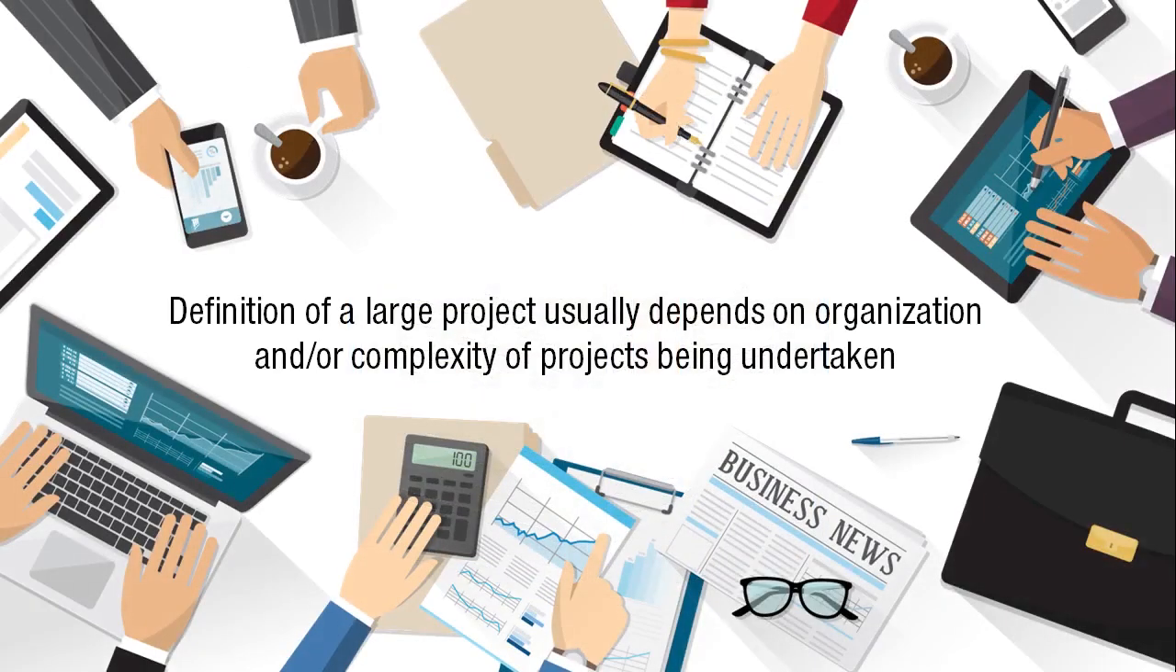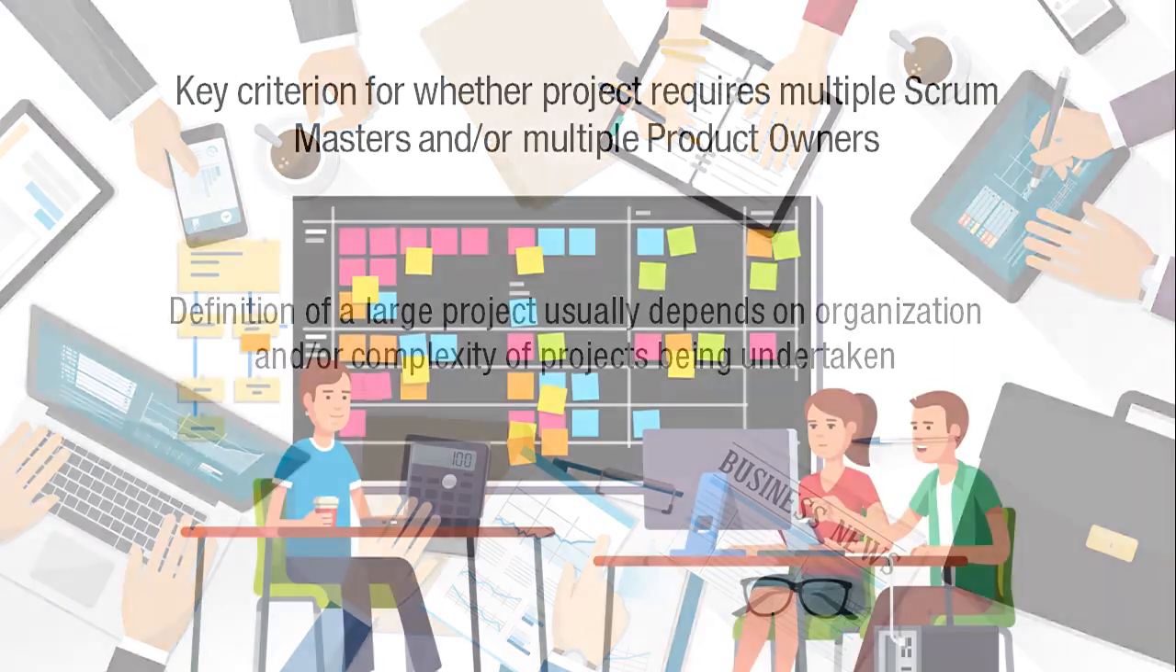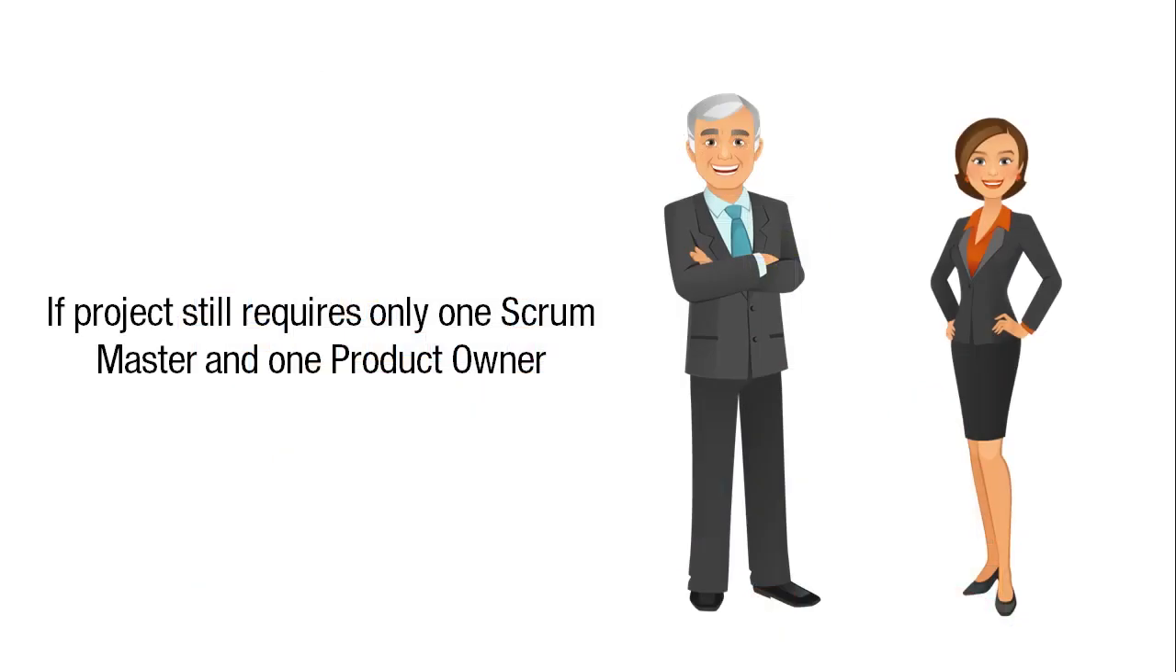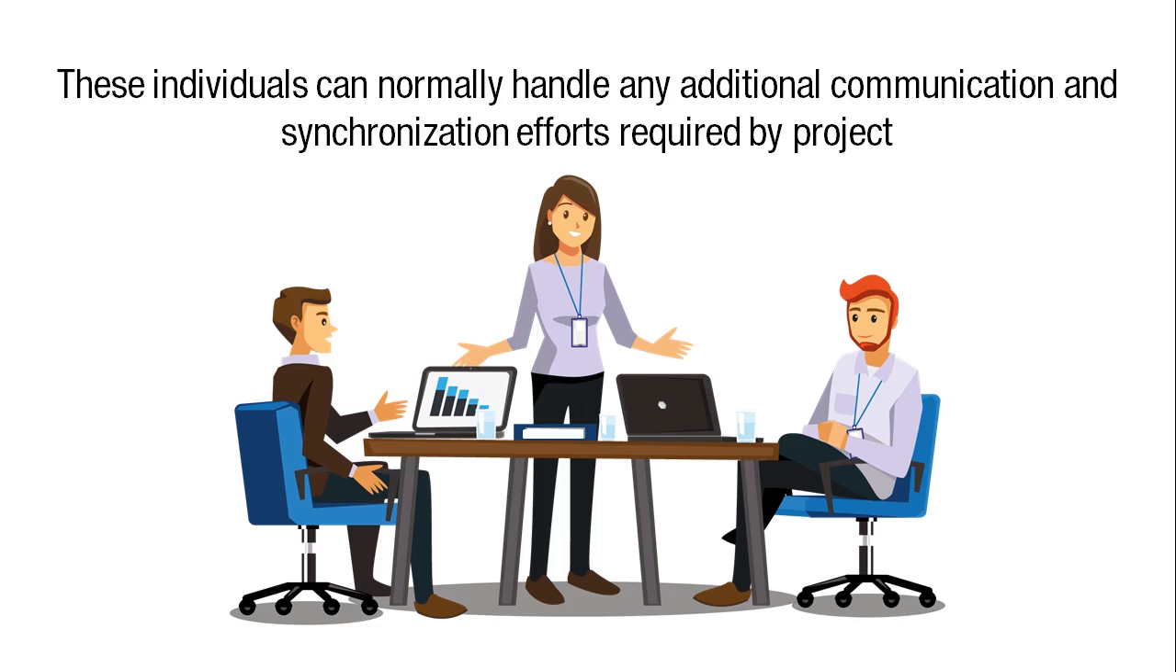The definition of what constitutes a large project usually depends on the organization and/or the complexity of the projects being undertaken. A key criterion is whether the project requires multiple Scrum masters and/or multiple product owners. If the project still requires only one Scrum master and one product owner, then these individuals can normally handle any additional communication and synchronization efforts required by the project.